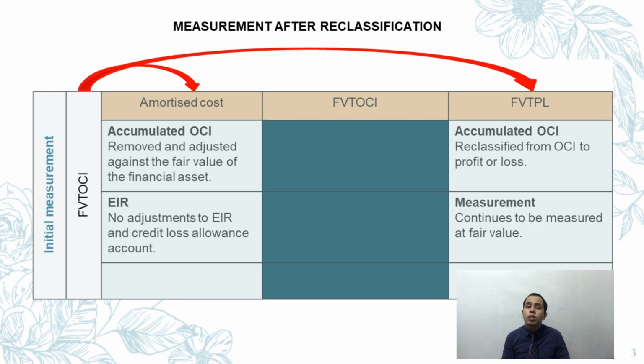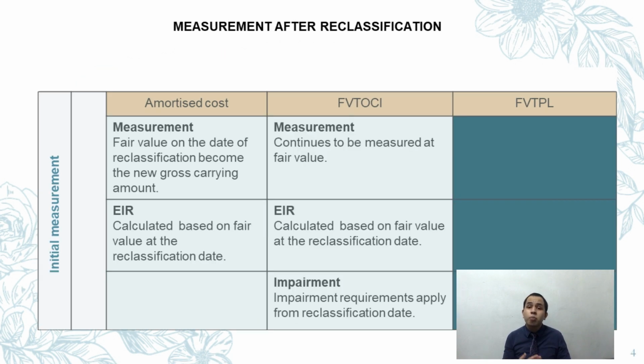Okay, next we go to the third part, which is if the initial measurement is fair value through profit and loss. The measurement after reclassification can be changed either to amortized cost or fair value through other comprehensive income. We look first if the measurement after reclassification changed to amortized cost. So, the fair value on the date of reclassification will become the new gross carrying amount, and the effective interest rate will be calculated based on fair value at the reclassification date.